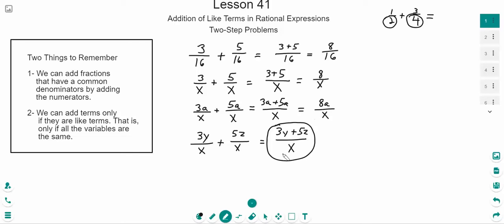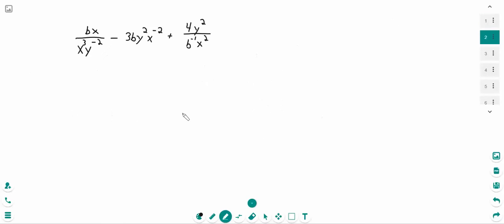So let's talk about more complicated problems. Let's go to this one. Looking at this problem, if you're being asked to simplify it, the first step in simplifying is usually trying to find like terms, right? If we see like terms, we want to combine them to simplify the problem.